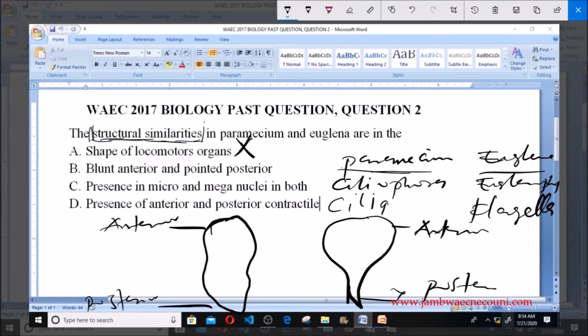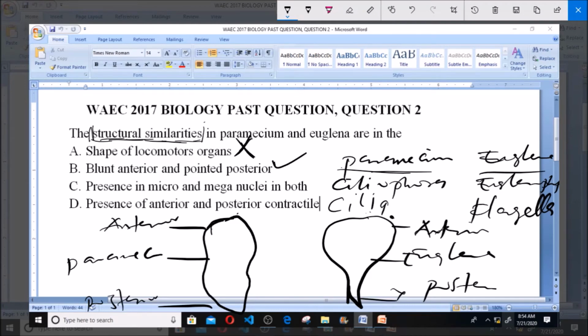Now, this is the anterior. It is blunt for both paramecium here and euglena here. This is euglena, this is the paramecium. So it is blunt anterior, and the posterior, that's the underneath surface, is what? Pointed for both. So this option is correct.